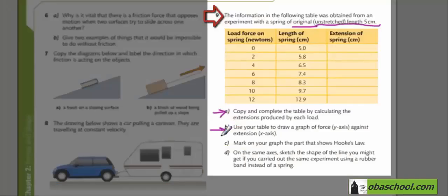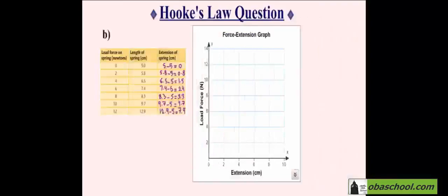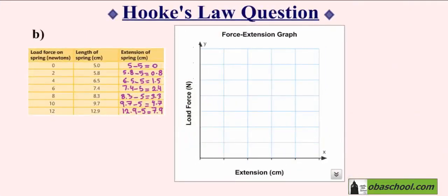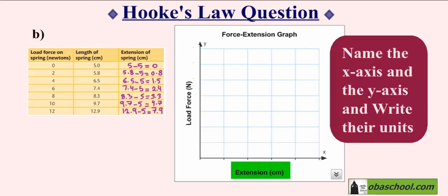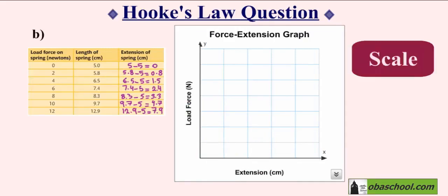Use your table to draw a graph of force, y-axis, against extension on the x-axis. So now that we got the extension, we're able to draw this graph. We have on the x-axis the extension and the unit is centimeter. And on the y-axis we have the load force and the unit is Newton. So now let's choose a scale. The smallest number in the extension is 0 and the largest number is 7.9. And in the load force we have the smallest number 0 and the biggest number 12.